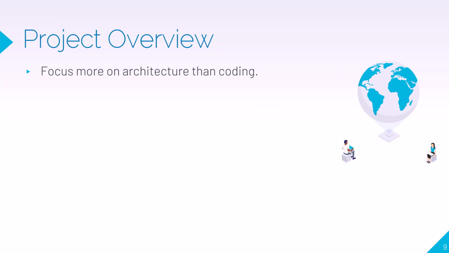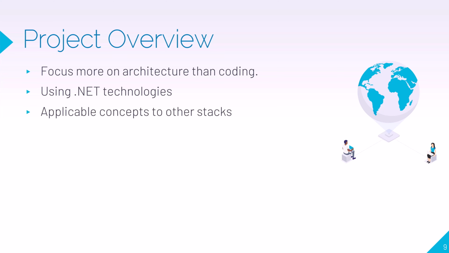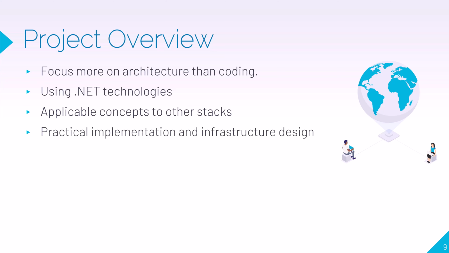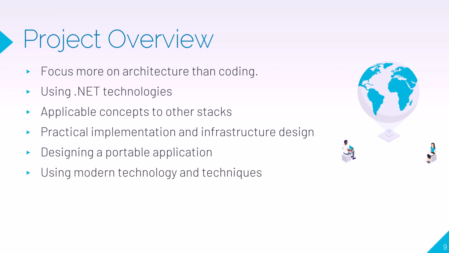This is the course where you're going to come because you know how to develop a program, but you need to understand modern architectural standards and styles. So we're going to focus on implementation using .NET technology, and whatever concepts you're learning from that infrastructure and architectural perspective are applicable concepts to other development stacks. So once again, we're just looking mostly at practical implementation and infrastructure design and how we can design a cloud native application or a portable application that can be deployed on several platforms and still work. And we're using modern technology, standards, and techniques.